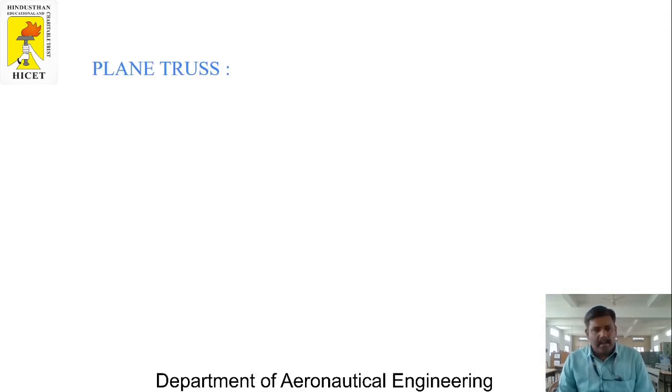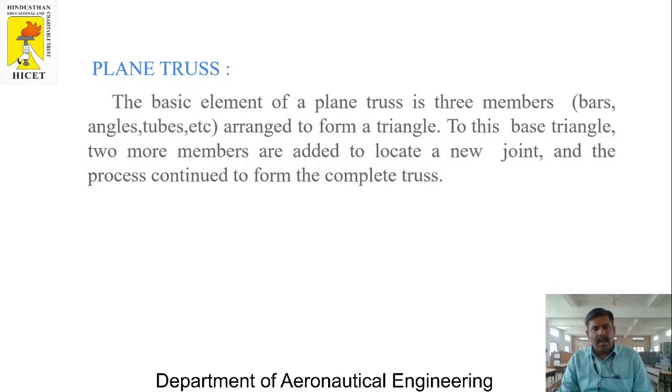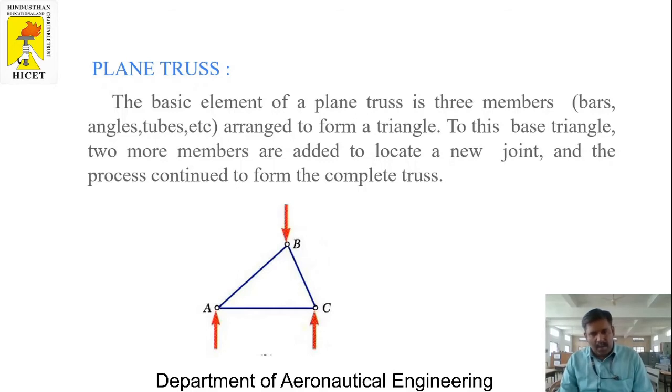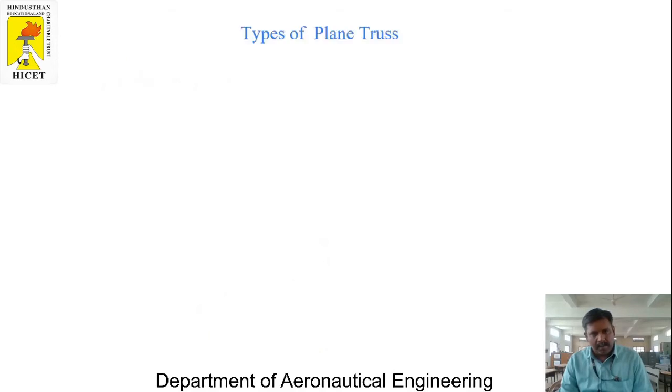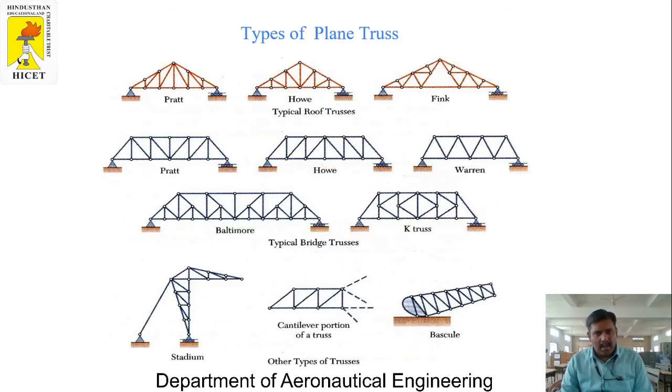So now we'll see the plane truss. The basic element of a plane truss is three members: bars, angles, tubes, etc. arranged to form a triangle. To this base triangle, two more members are added to locate a new joint, and the process is continued to form the complete truss. Here we show the triangular truss is the basic form of the plane truss. The types of plane truss: these are the various types of plane truss used as roof trusses.